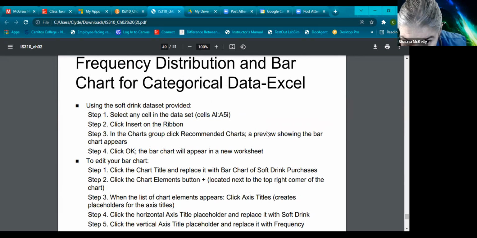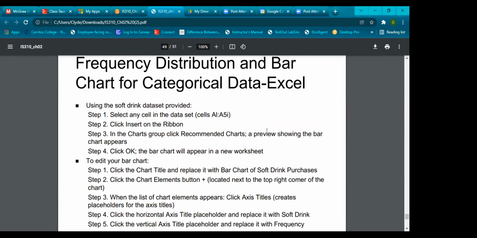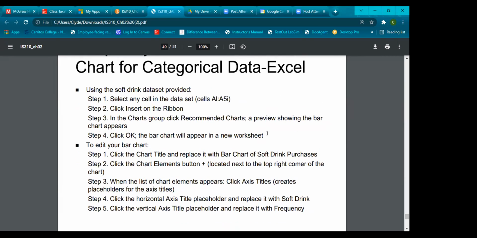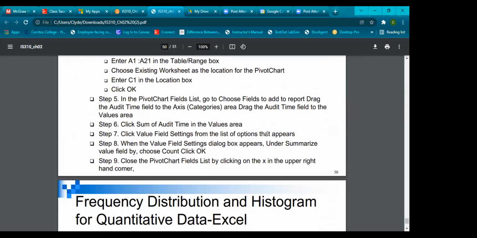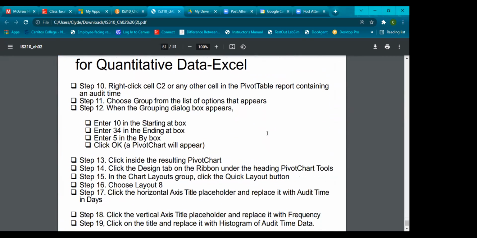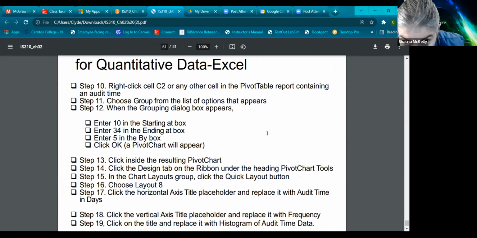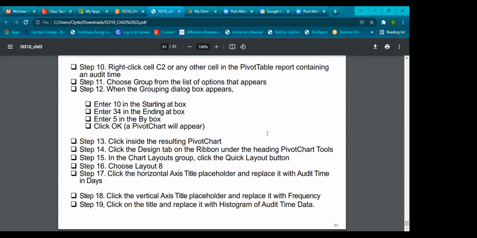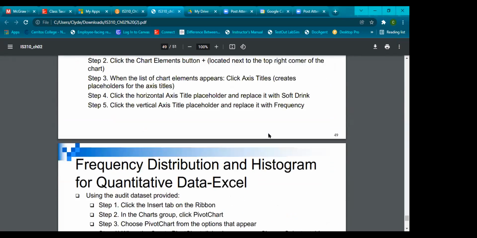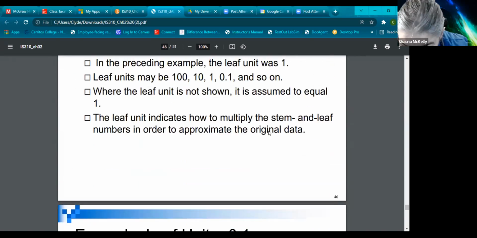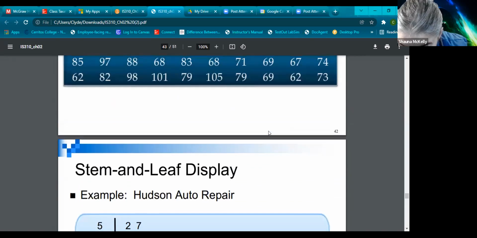So frequency bar chart for categorical data. This is your Excel steps. That's Excel steps, okay. I think that's it, Shauna. The rest are Excel steps. And then what else you got? Only that? Yeah, this lecture is done. Okay. Maybe next time we can do the other lecture, Shauna.